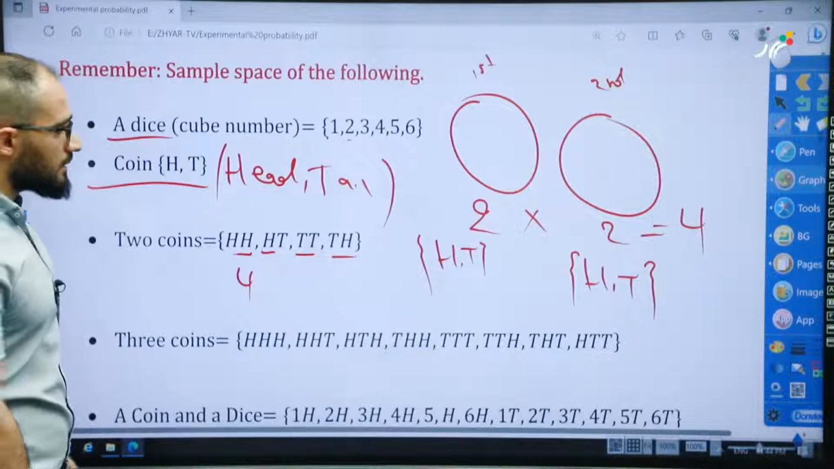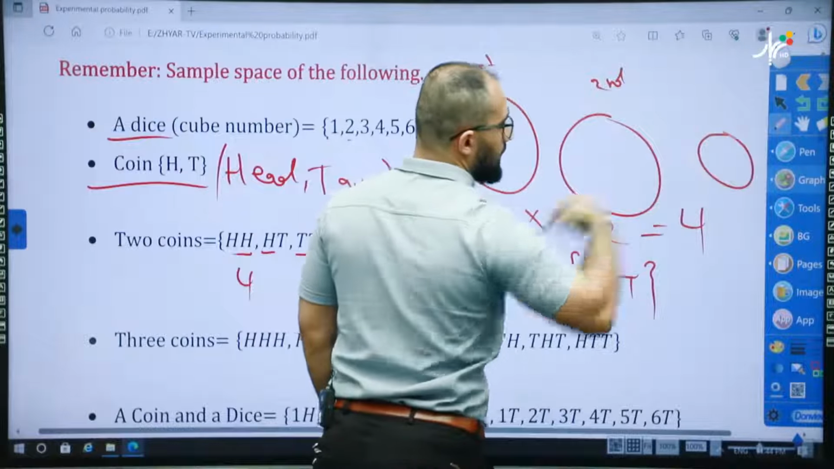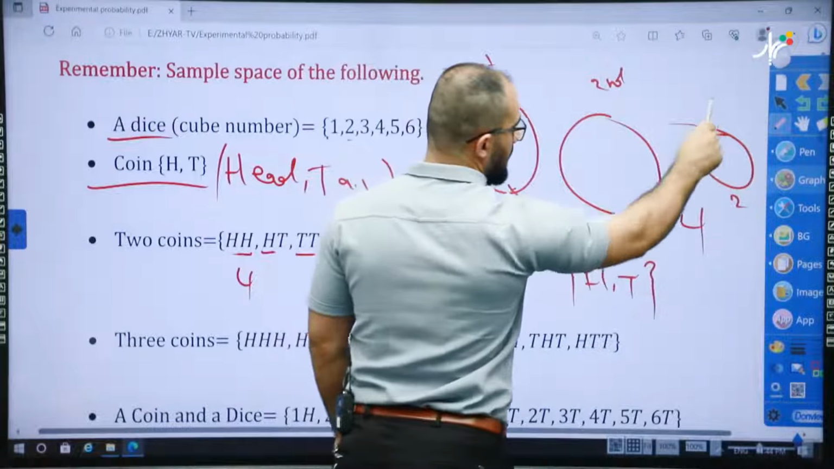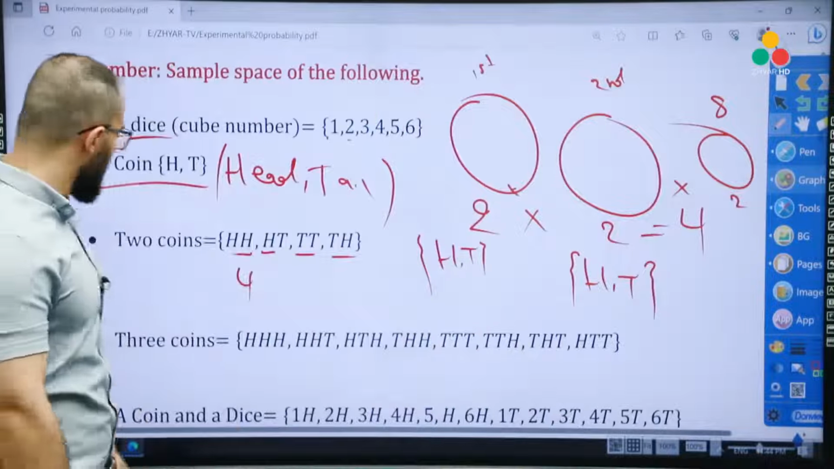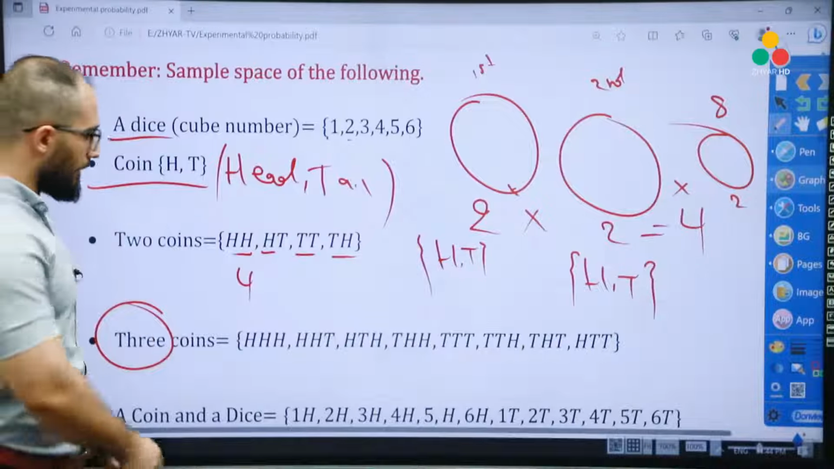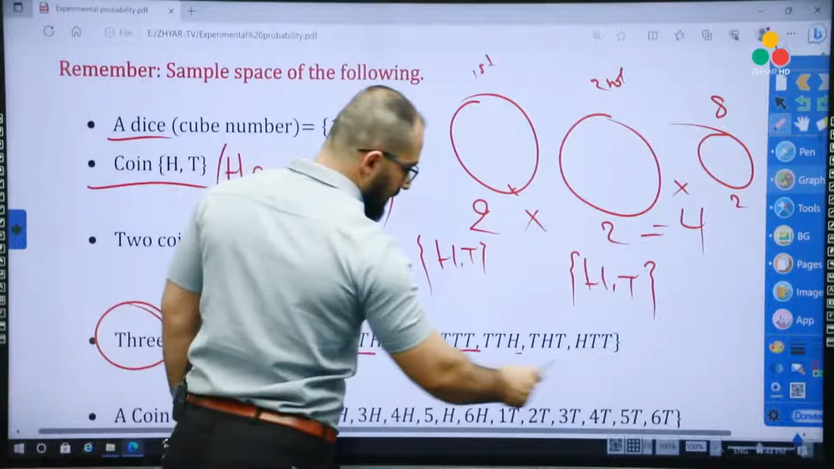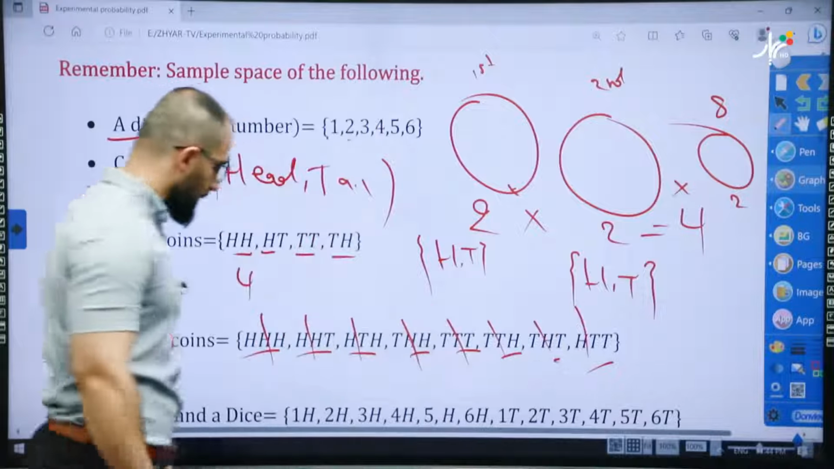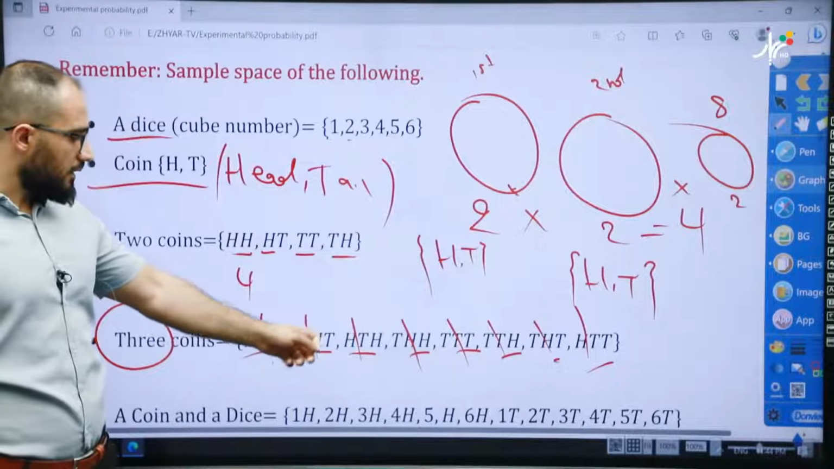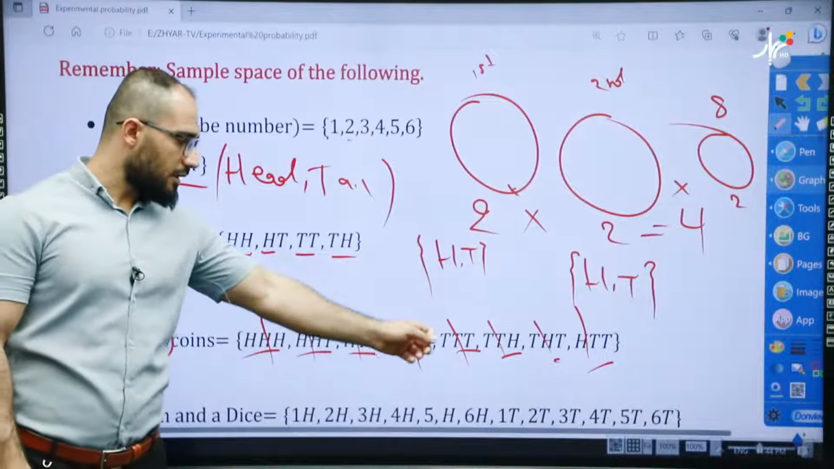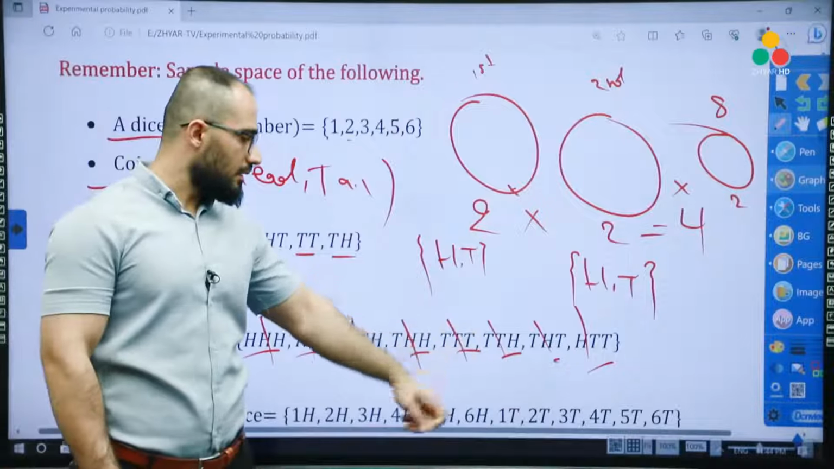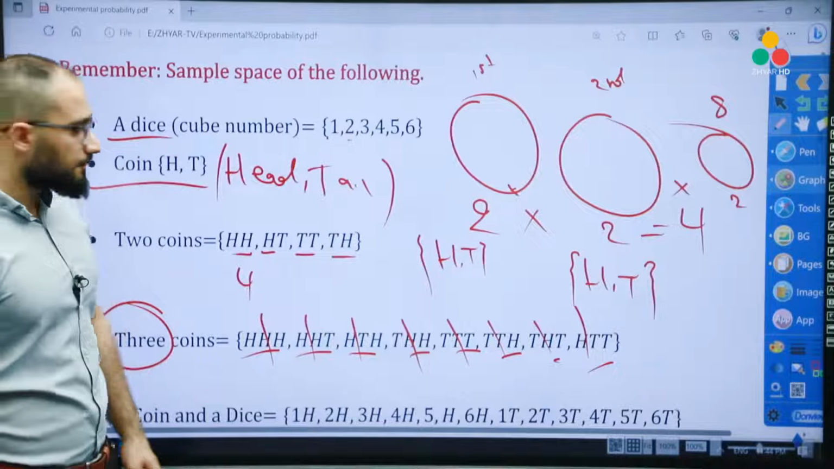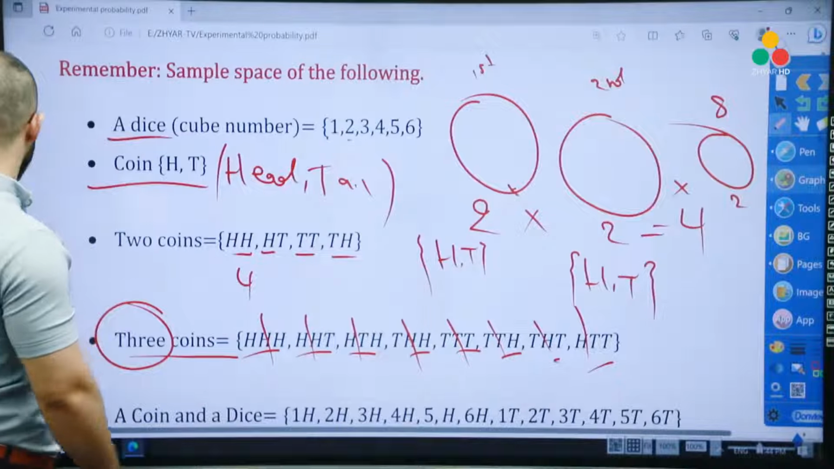Then if you have 3 coins, if you add another coin, again it has 2 results. 2 times 2 times 2, it's going to be 8. So from now on you have to know that if you have 3 coins, then we have 8 possible outcomes. 1, 2, 3, 4, 5, 6, 7, 8. And the results are HHH, HHT, HTH, THH, then we have TTT, TTH, THT, and also HTT. This is about 3 coins.